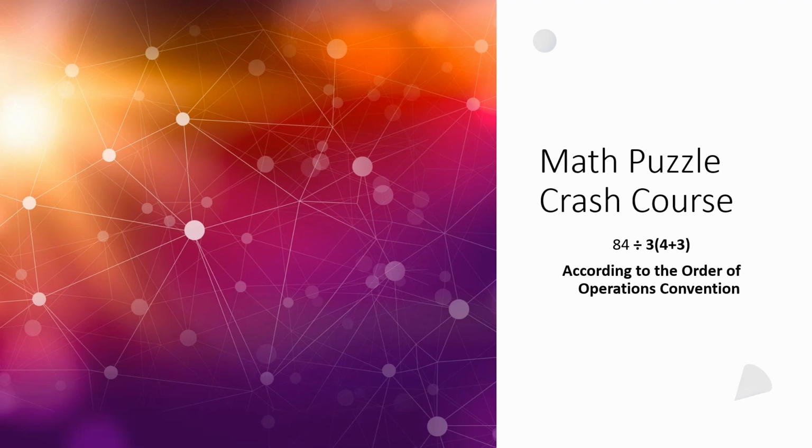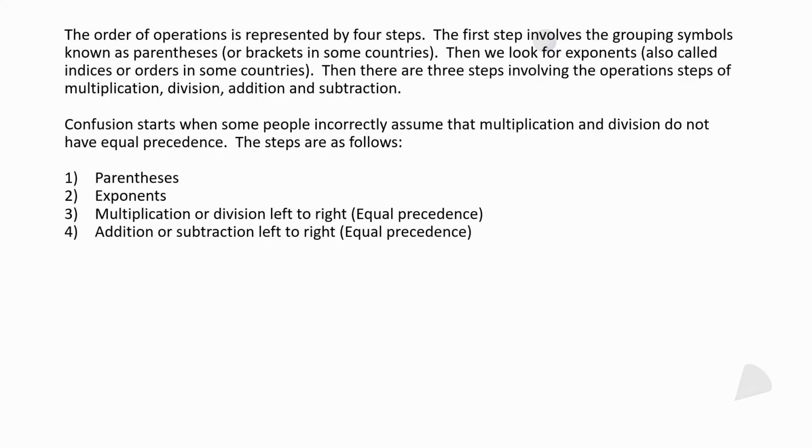Related to a specific problem. The problem is 84 divided by 3 times the quantity of 4 plus 3. The order of operations is represented by 4 steps. The first step involves the grouping symbols known as parentheses, or brackets in some countries.